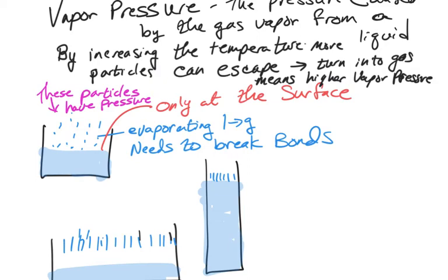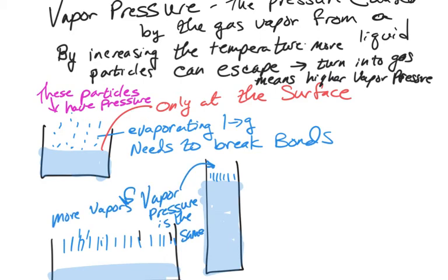Does that make sense? So while this has more vapors, the vapor pressure is the same. These two have the same vapor pressure. They're going to have the same number of lines coming off of the same area, but the one has a bigger surface area, so it looks like there's more gas coming off. Does that make sense? But the vapor pressure is the same because they're at the same temperature. As long as they're at the same temperature, the vapor pressure will be the same.